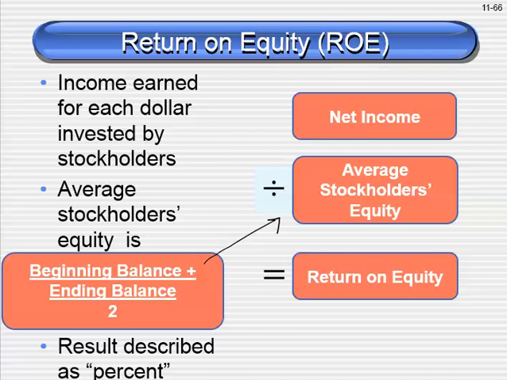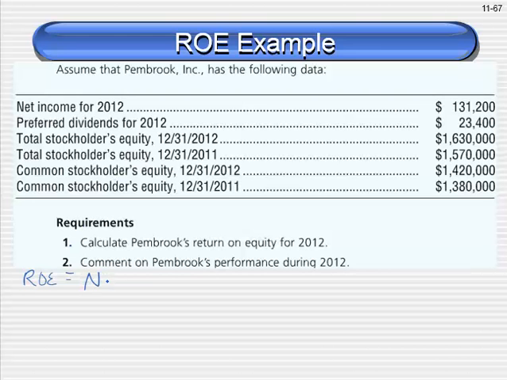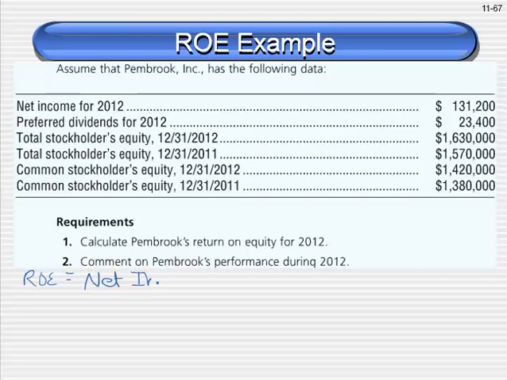So let's look at an example for a company here. This is Pembroke Inc. and they have the following data. It says calculate their return on equity for 2012. So let's first write down that formula so we know what it is. It's return on equity, or ROE as we call it, which is going to be net income divided by that average stockholders' equity.